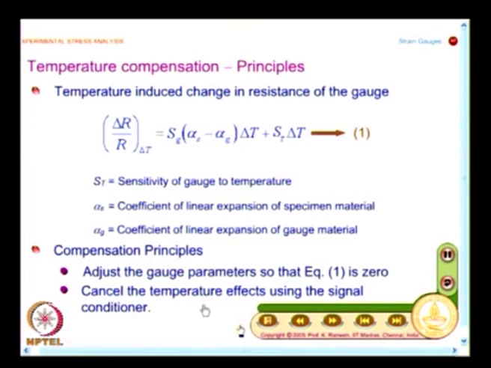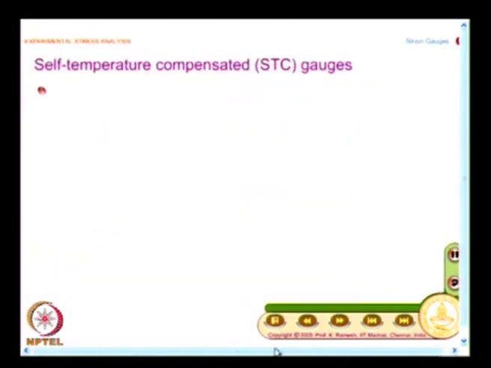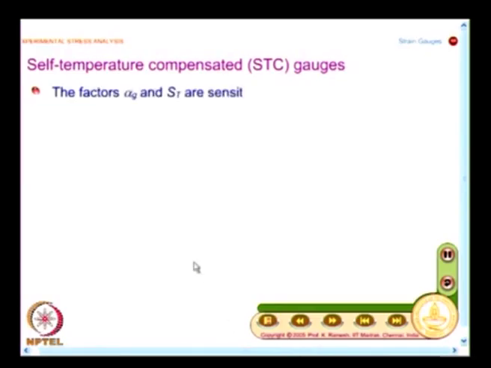The other approach, which I have mentioned in several classes, is to cancel the temperature effects using the signal conditioning, and this comes in very handy when you are using a Wheatstone bridge. You have the adjacent arms cancel each other. So, that is the way that we will use the signal conditioner for cancelling the effect due to temperature. First, we will take up how do we get self temperature compensated gauges.